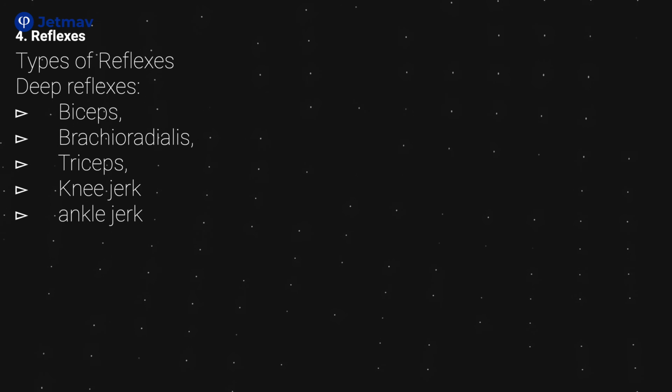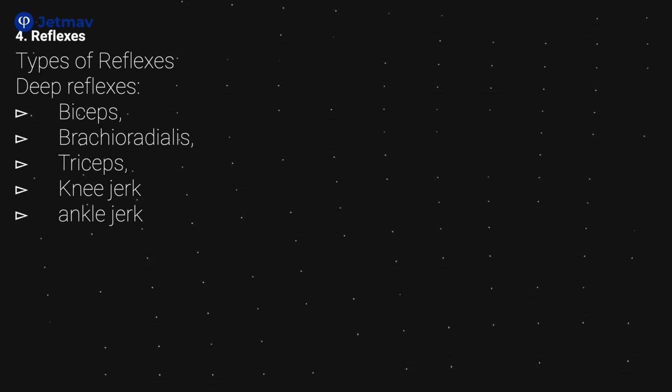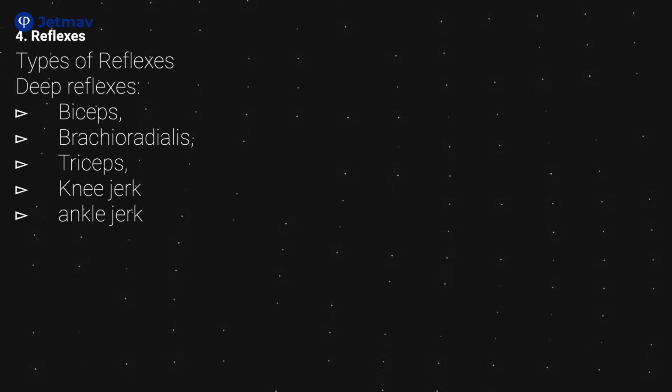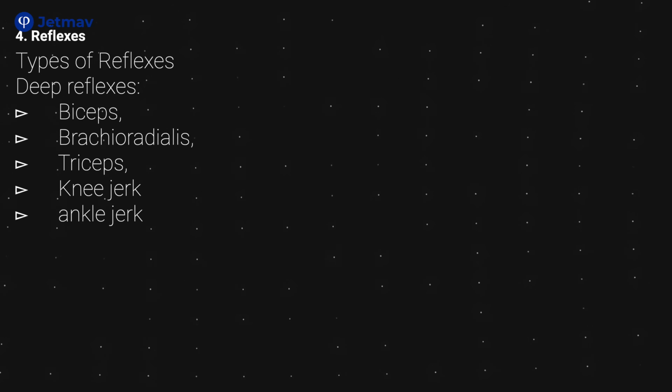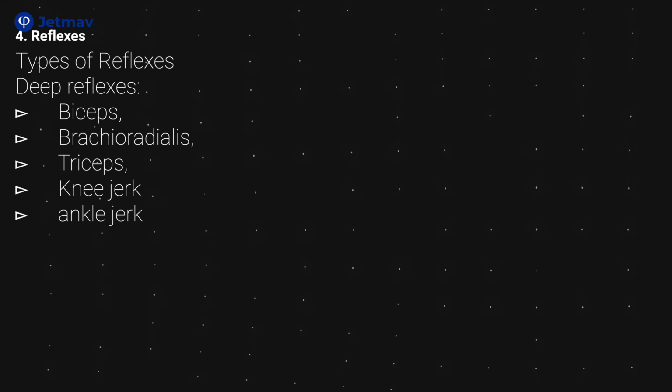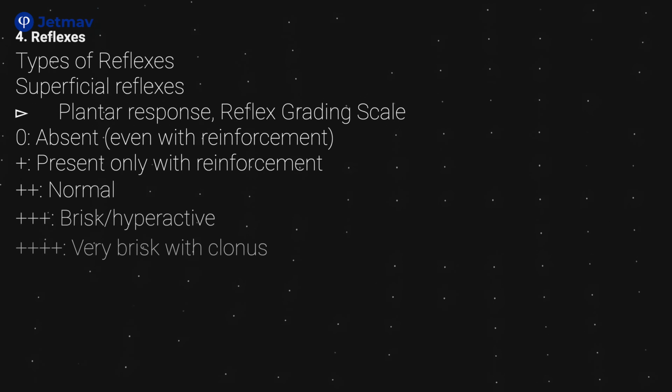So we have various types of reflexes. For the neurological exam, we're going to test for the deep reflexes, which include the biceps reflex, the brachioradialis reflex, the triceps reflex. Then for the lower limb, we're going to test the knee jerk and then the ankle jerk. Then for the superficial reflex, we're going to test the plantar response.